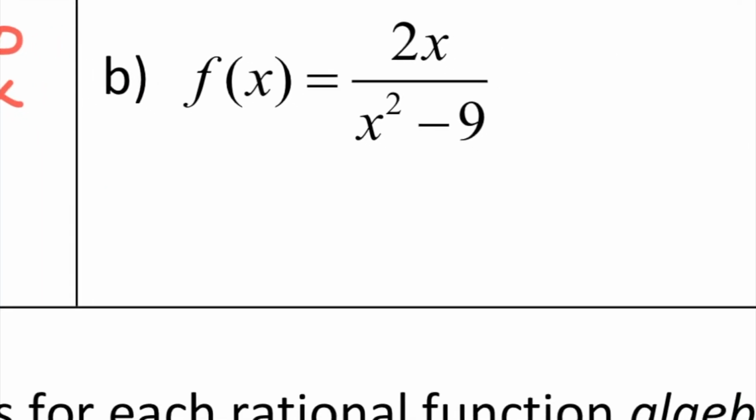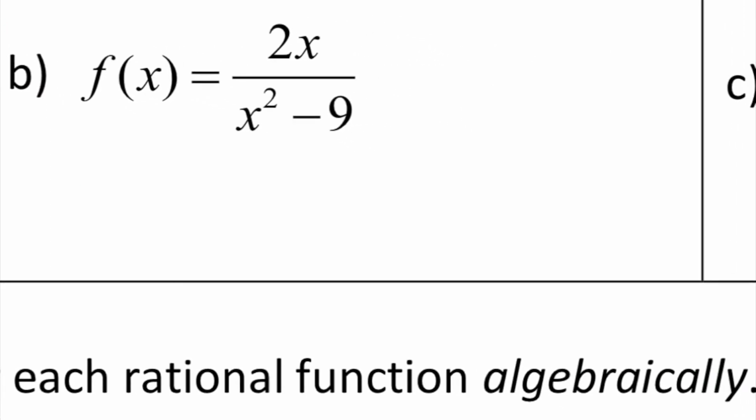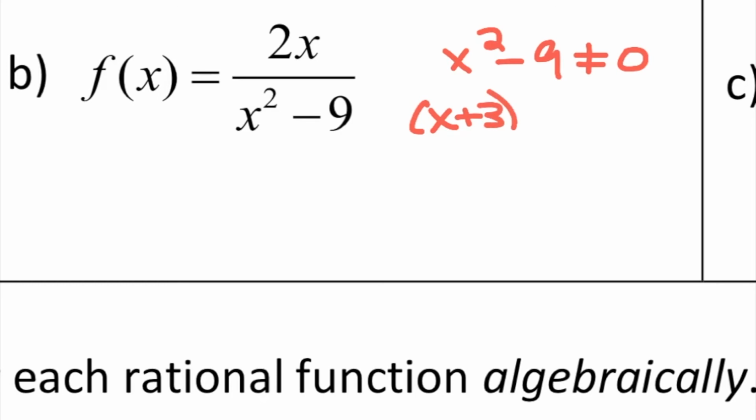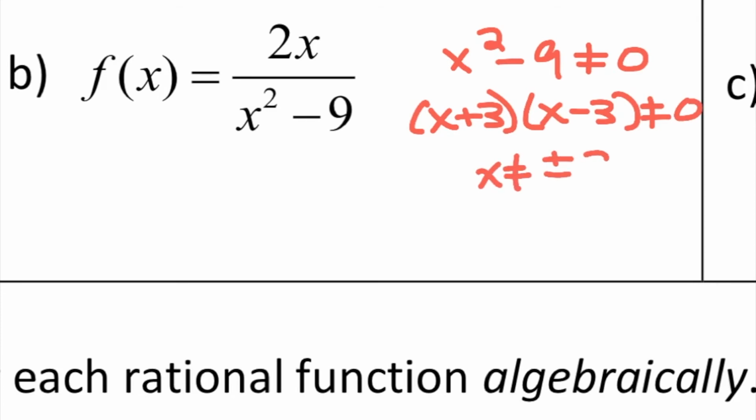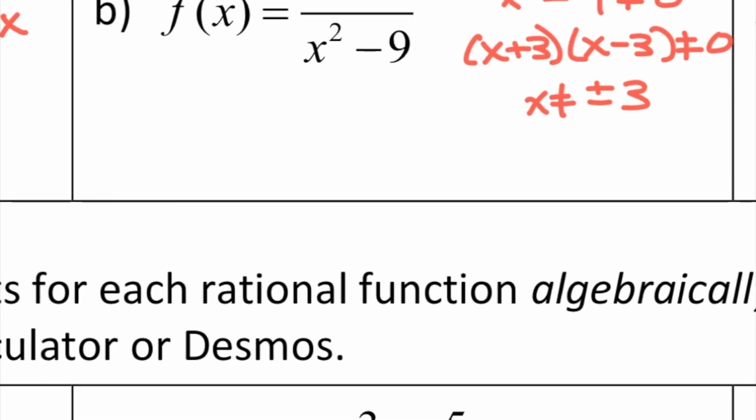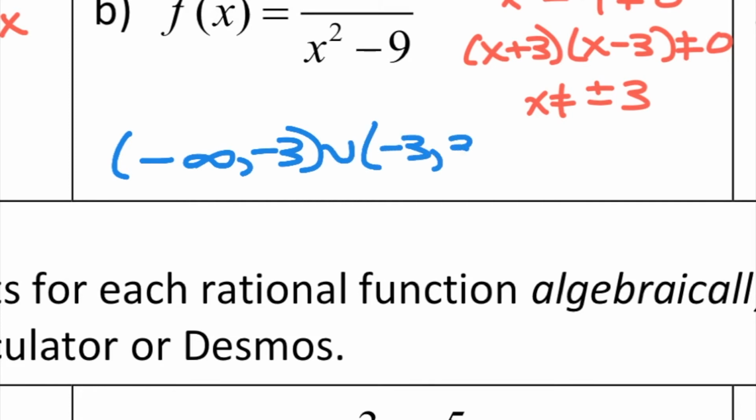The same thing in the next one. I know that x squared minus 9 cannot be equal to 0. X plus 3, x minus 3, or you could just add 9 to both sides and take the square root. But here you see that x cannot be equal to plus or minus 3. And therefore, my domain is -infinity to -3, not including -3, -3 to positive 3, and then positive 3 to positive infinity.